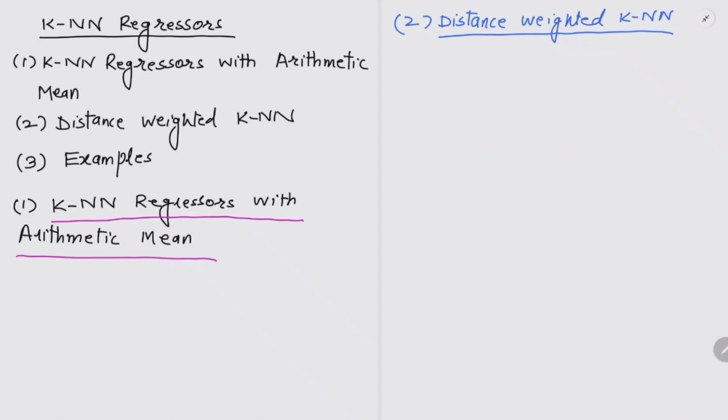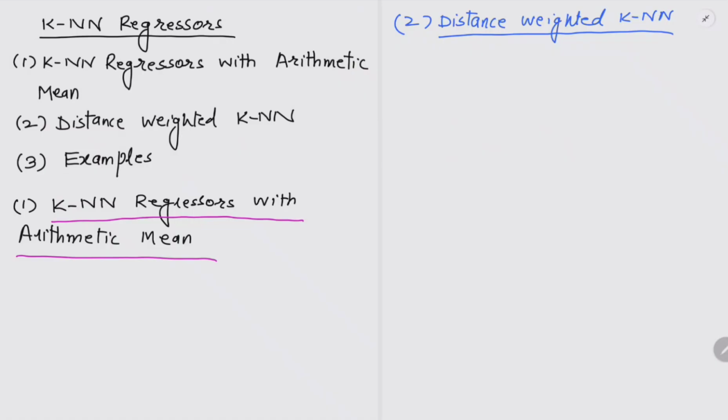Regression is a kind of trend in the data. There are two topics in KNN regressors, which I already have written over here. One is KNN regressor with arithmetic mean, and another one is distance weighted KNN. Then I will talk about some examples on each topic. I have written the first topic over here and the second one over here.